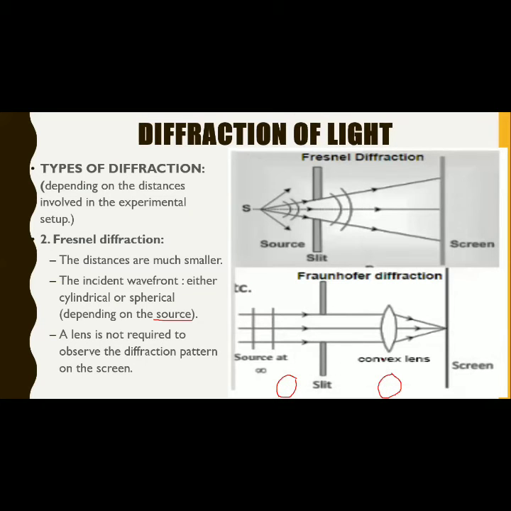Now, these are the different types of diffraction which we have seen, the Fresnel diffraction and the Fraunhofer diffraction. As I told you, we have already discussed the difference between both of them, and we have already seen the two types of diffraction patterns, how they are formed on any type of screen. So let's go into details of Fraunhofer diffraction.